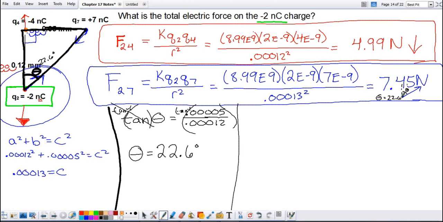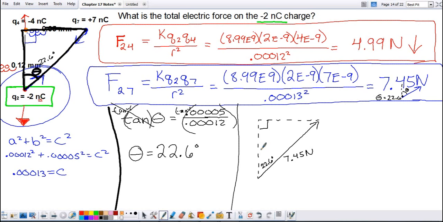So I'm going to figure out what are the components of that. How much of that's going up and how much of that is going to the right. So to do that, I'm going to draw this vector. Okay, and it's 7.45 newtons. And the angle was 22.6 degrees with this vertical.